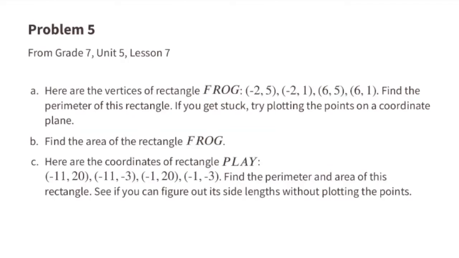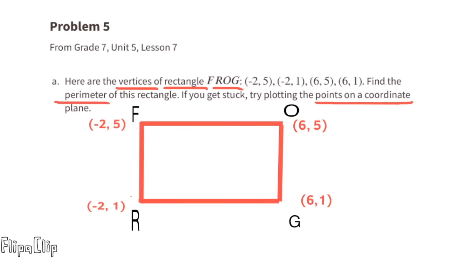Problem number 5 from 7th grade Unit 5, Lesson 7. Here are the vertices of rectangle FROG. Find the perimeter of this rectangle. If you get stuck, try plotting the points on a coordinate plane. I've drawn a rectangle and I've labeled the vertices FROG, and I've also labeled each of their coordinates.